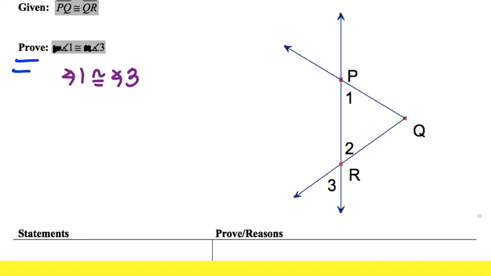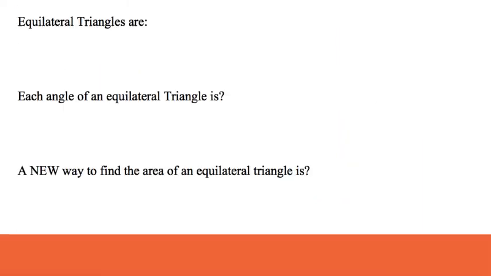Okay, you're using the isosceles triangle theorem. All right, then I want you to go through equilateral triangles are, each angle of an equilateral triangle is, and a new way to find the area of an equilateral triangle. Now, we went over that really quickly. See if you remember it, because we're going to talk about that formula tomorrow.